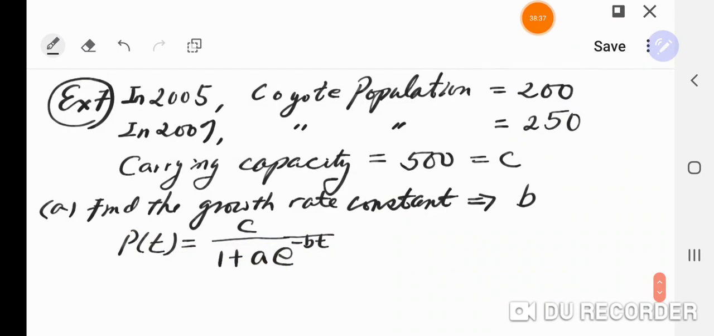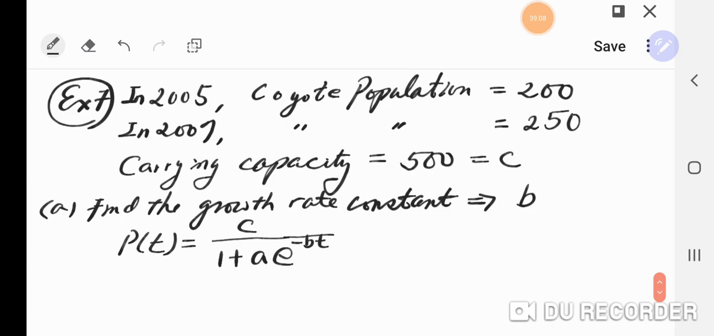Example 7. This is about using the logistic model. In the year 2005, the coyote population was 200, and after 2 years, in 2007, the coyote population became 250. In this case, the carrying capacity of this area is given as 500 coyotes.